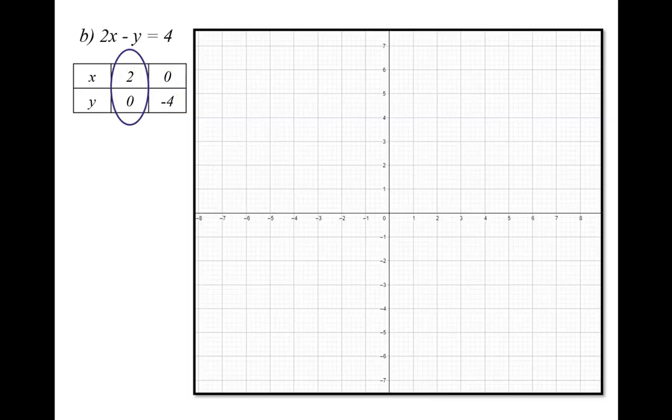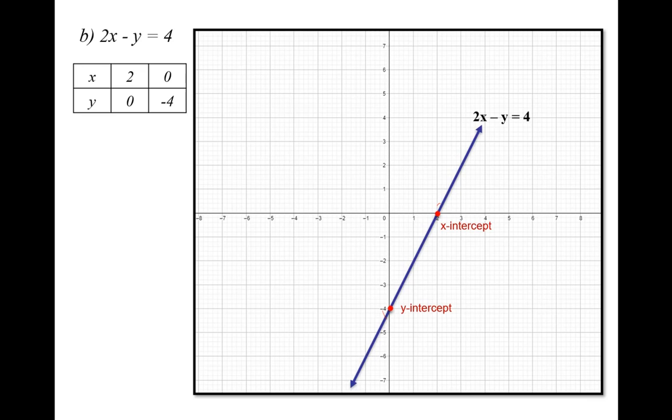Unahin na natin yung ordered pair 2, 0. Yan. So, that is your x-intercept right there. Then, yung pangalawa naman na ordered pair, 0, negative 4. Ayan. So, that's your y-intercept. Then, i-connect lang. Okay? So, we'll have this graph. Ayan. So, that's the graph of 2x minus y equals 4.